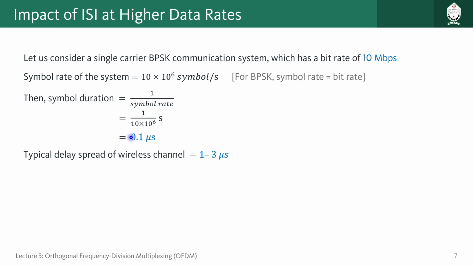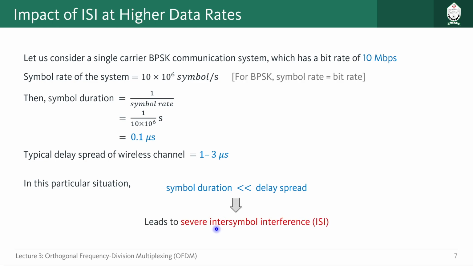Now what is the typical delay spread of a wireless channel? From the previous lecture we already know that the typical delay spread of a wireless channel should be around 1 to 3 microseconds. If I compare this value with the symbol duration, you see the symbol duration is much less compared to our delay spread. So we have a very small symbol duration compared to our delay spread, and because of that we have inter-symbol interference, as we discussed in our previous lecture. So we will have a problem of ISI.